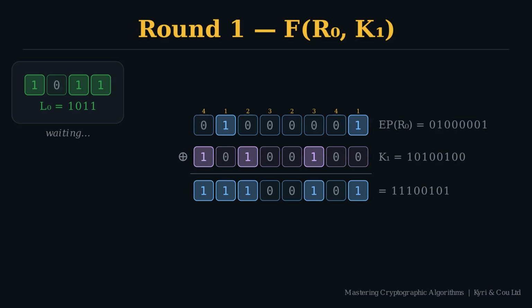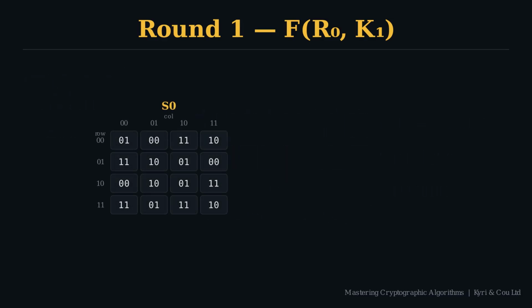We XOR with K1, which is the same move that one-time pad made. Matching bits give 0, and differing bits give 1. The result is 11100101. We split it in half, sending the left 4 bits to S-box 0 and the right 4 to S-box 1. That brings us to the S-boxes, short for substitution boxes, the cryptographic heart of this cipher.